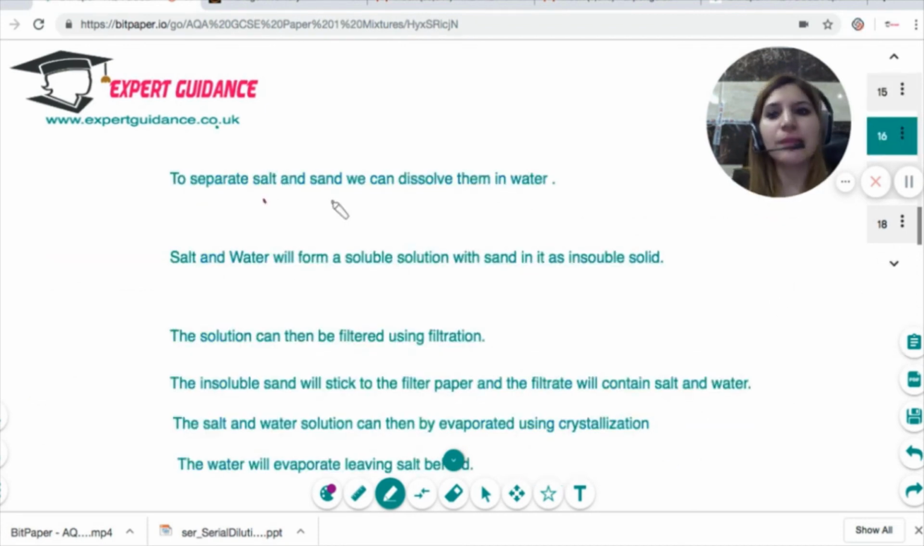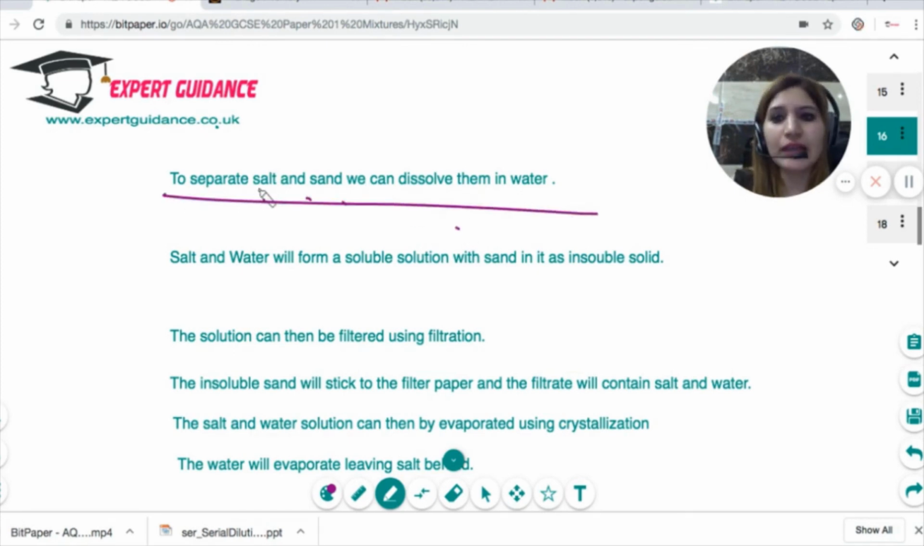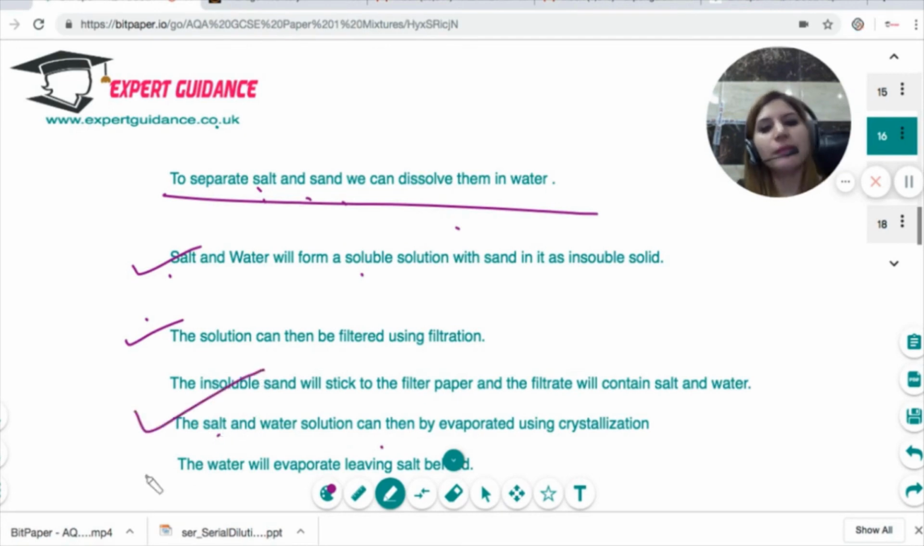Now, to separate salt and sand, what we can do is dissolve the mixture in water. The salt will completely dissolve in water, forming a solution, and the sand will remain solid. We can pass this mixture through a filter paper. The sand will stick to it. We can take the sand out of the filter paper and dry it. Now we are left with the solution of just salt and water. And for salt and water, we can use crystallization. The water will be evaporated, leaving salt crystals behind.